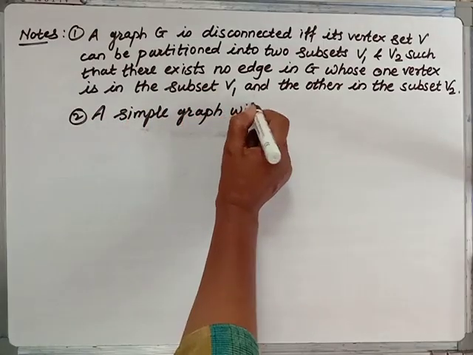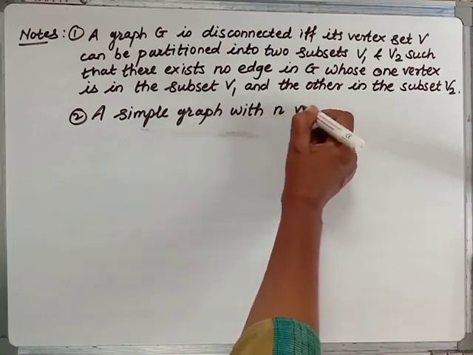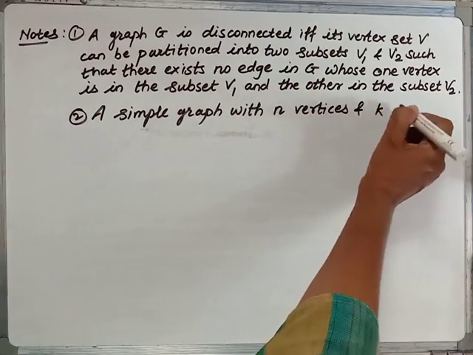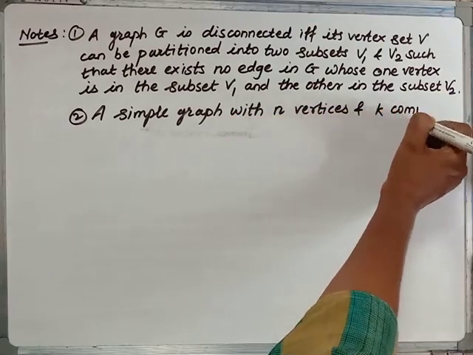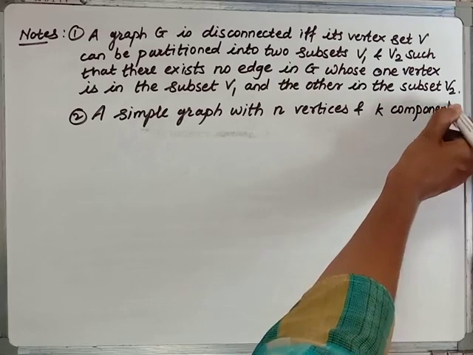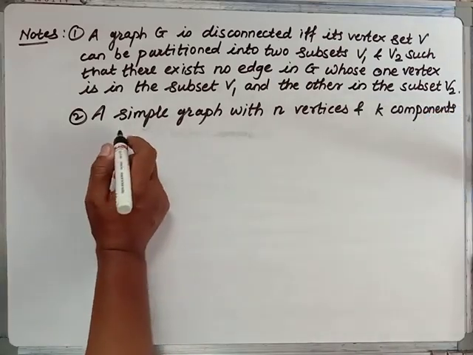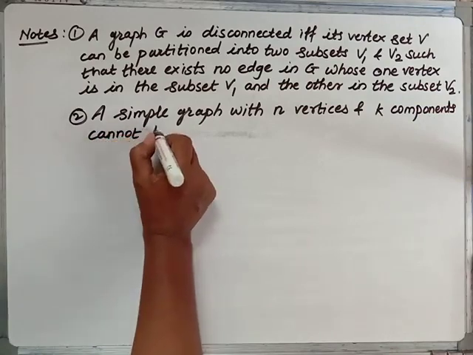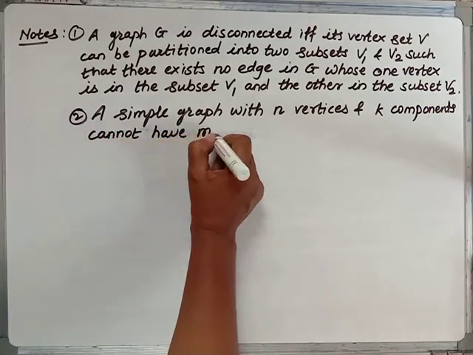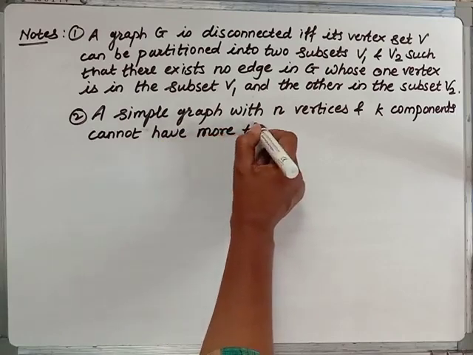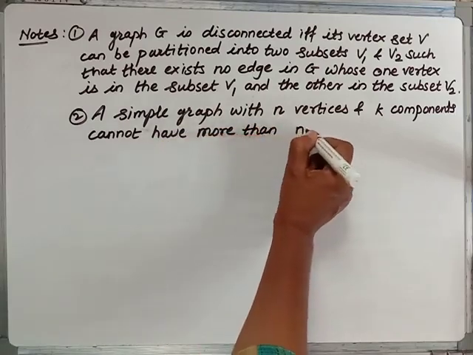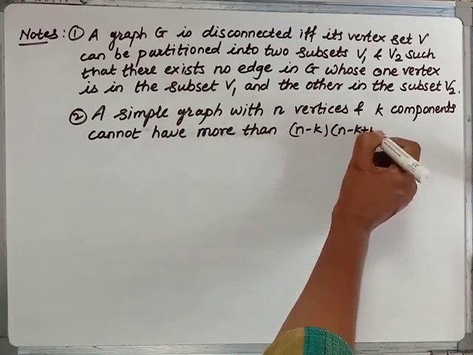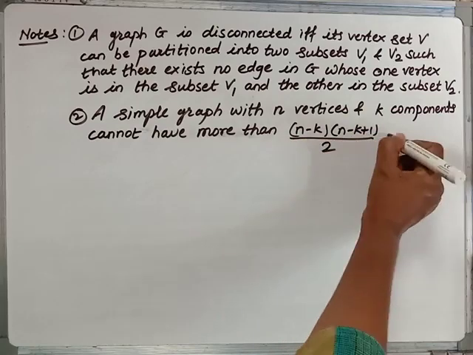Another note: a simple graph with n vertices and k components cannot have more than (n minus k)(n minus k plus 1) upon 2 edges.